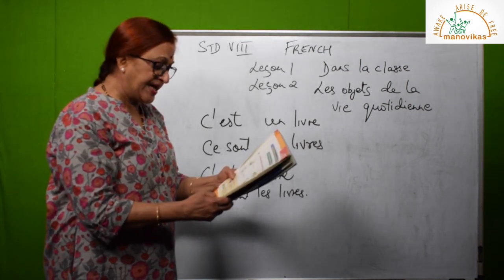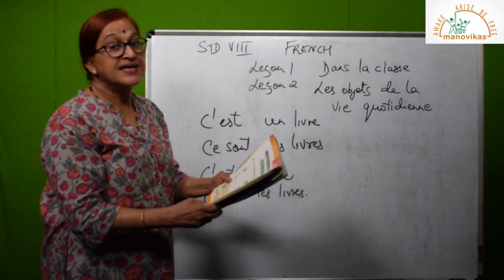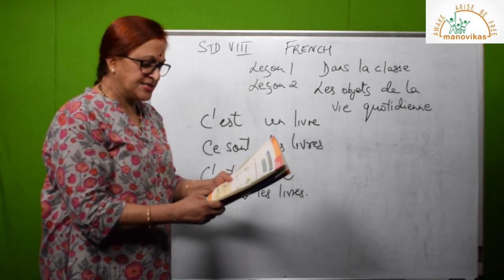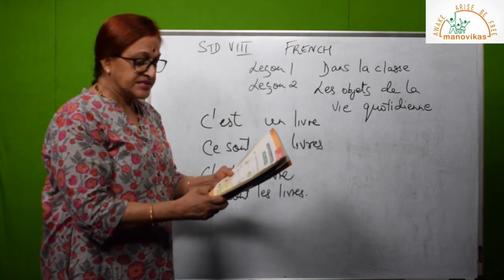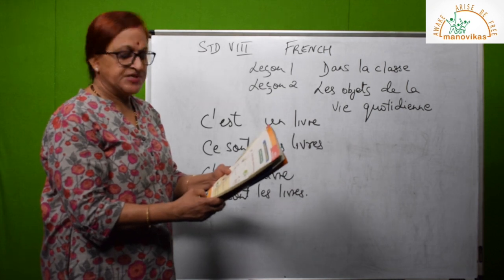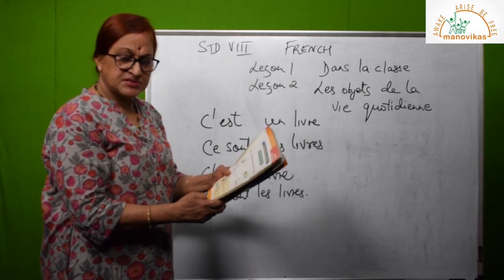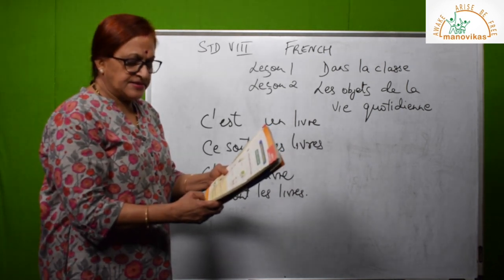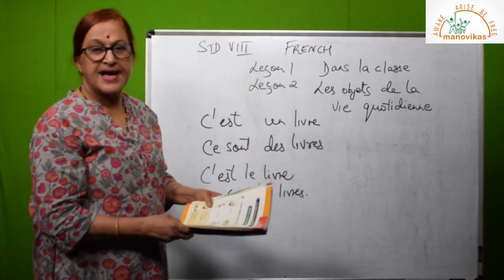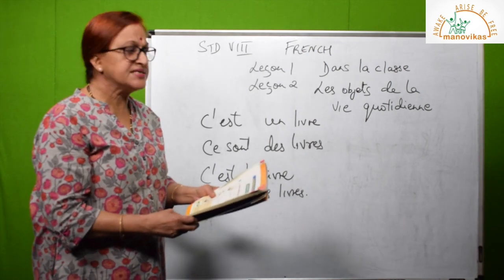Est-ce que ce sont des cahiers? Cahier is exercise book. Are these some exercise books? No, ce ne sont pas des cahiers, ce sont des livres. Means what? These are not books. These are not exercise books. These are textbooks. Cahier is an exercise book and livre is a textbook.